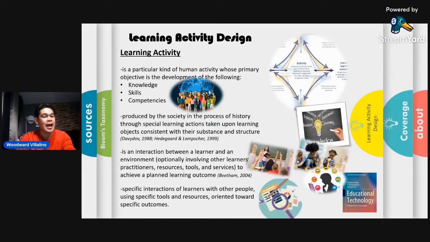So these are the specific interactions of learners with other people using specific tools and resources, oriented towards specific outcomes. It is very important that there are specific tools and some resources that we are going to use so we'll be able to encourage learning. So learning activity is really important in the learning activity design.